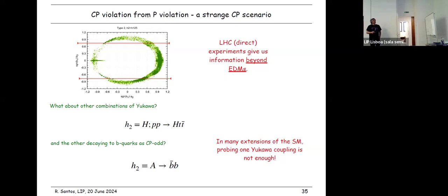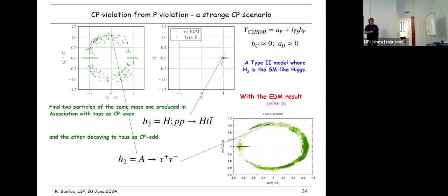Okay? You see here, I will explain this in more detail, but this is the allowed region of parameter space in, again, the same axis. And this is allowed with all the EDMs. Okay, and this region was cut because of the H2 searches. If they were not there, this would still be allowed by the latest EDM results. Okay, so it's of course important to go to these scenarios.